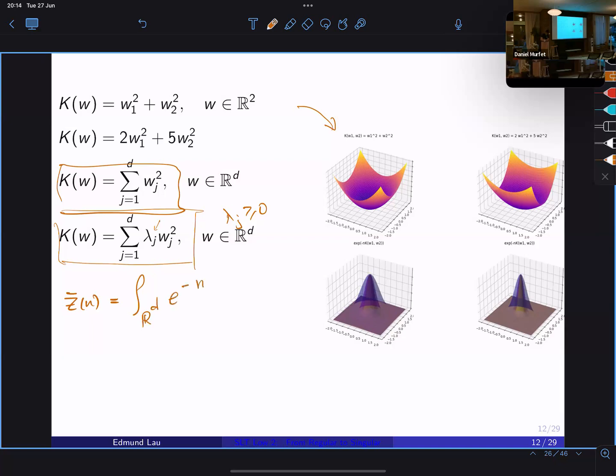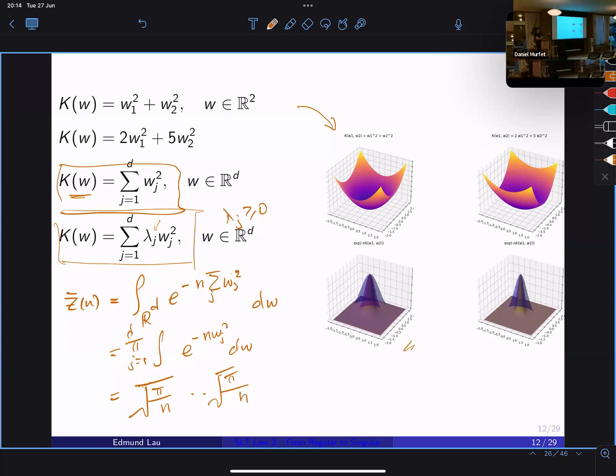Okay, so let's do that integral, e to the negative n K(w). These look like multivariate Gaussians. They are still going to become sharper and sharper at the same rate. So this is easy. This is just the previous integral, but they all factorize. And that is just root pi over n multiplied by root pi over n over and over again.